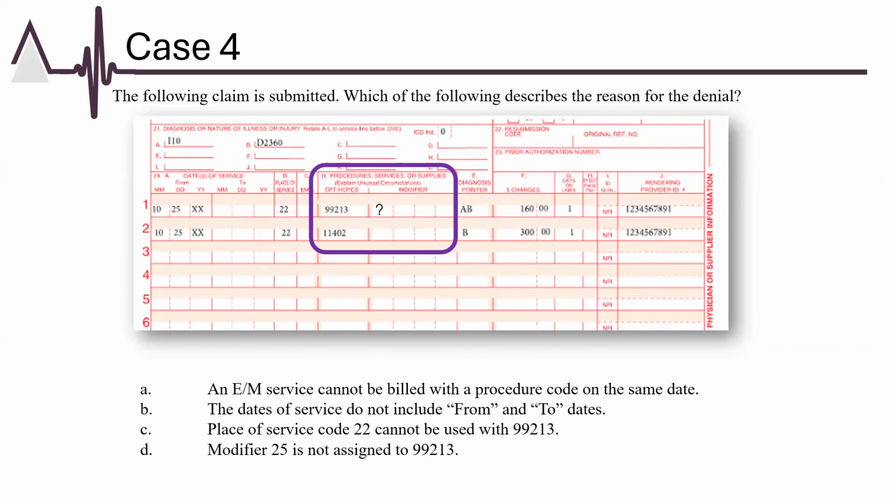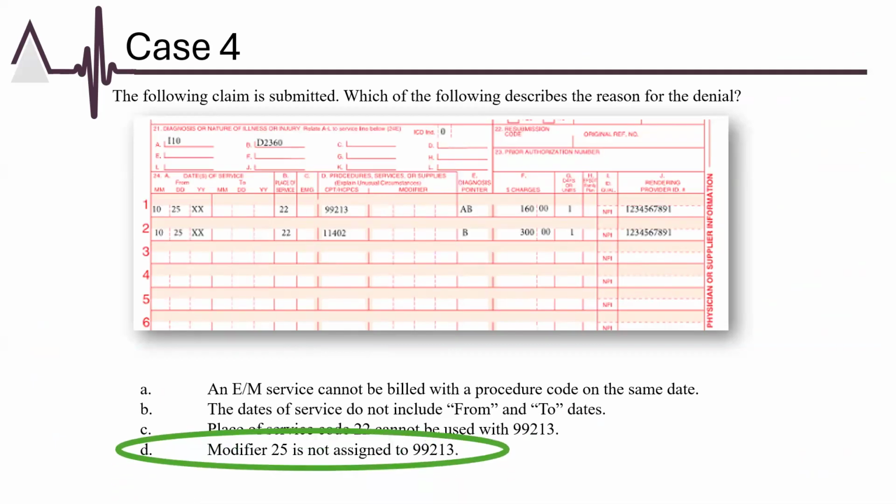We know this is an issue, so when we look at the answer options, let's skip to D because my eyes see modifier 25 in its description, and this technique can help you save time on the exam. D, modifier 25 is not assigned to 99213. The answer is D. Let's review the other options to confirm our understanding.